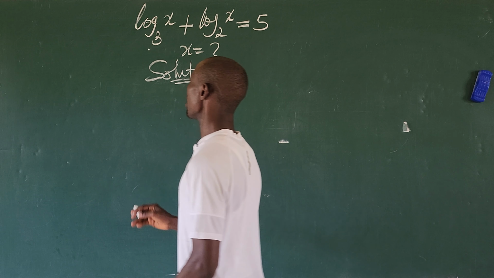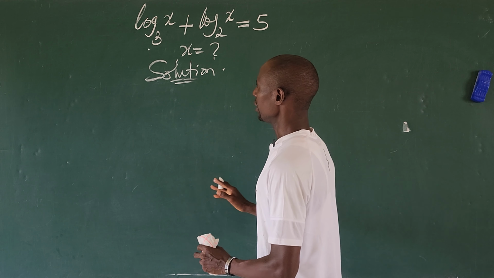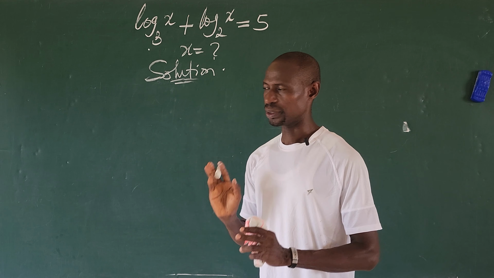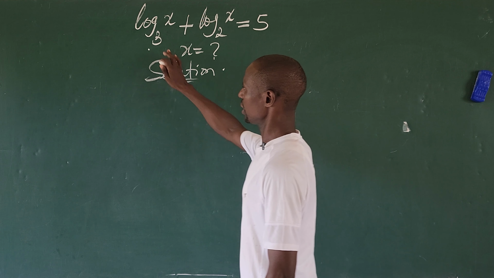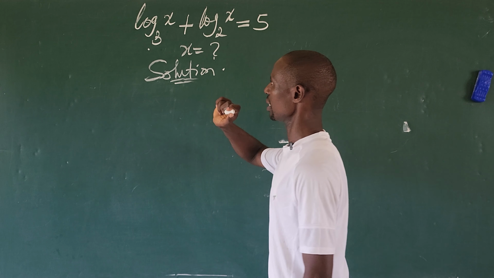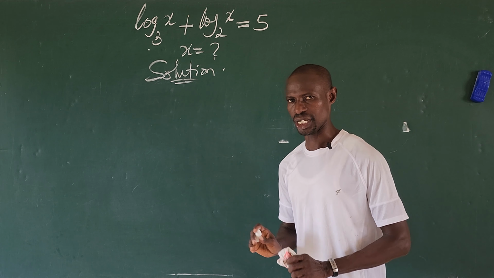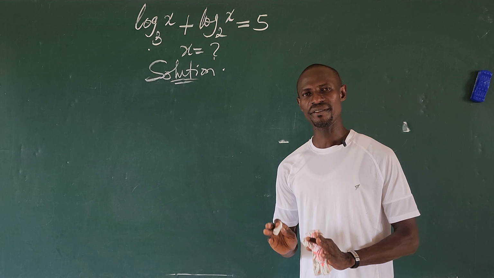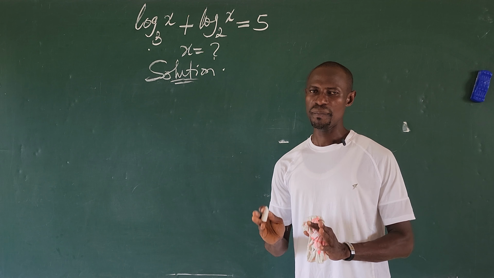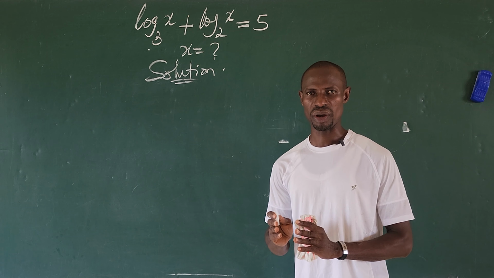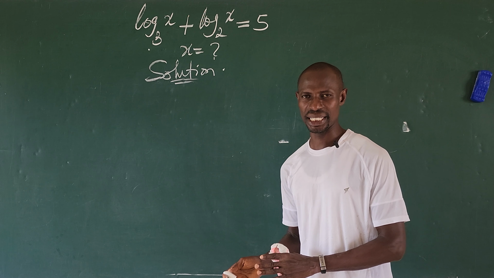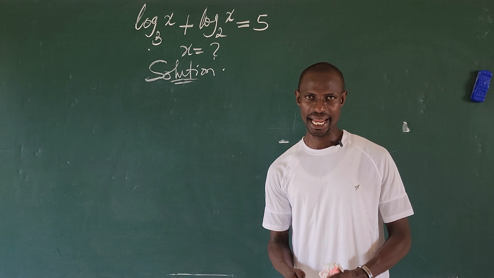The only challenge we have here is that the logs have two different bases. This is base 2, this is base 3, and that will pose some challenge. But thank God we have a law that can help us to change the base number to our natural base, which is either base e or base 10.